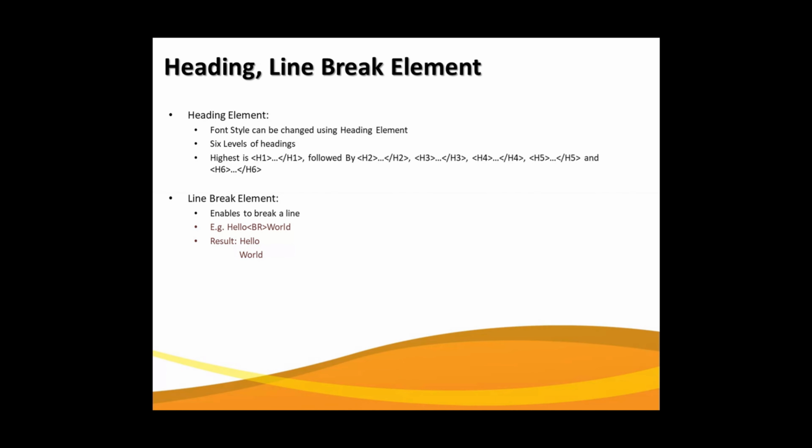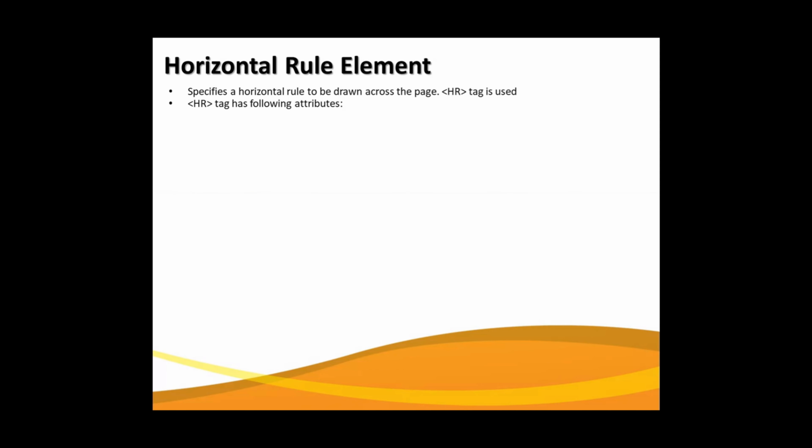The BR tag is an empty element used to give a line break, which we discussed in the last video in the empty element section. If you want to add a horizontal line to your web page, then use the HR tag. It is also an empty element. It has some attributes like the following. To set the thickness of the horizontal rule, use the size attribute. Its value is in pixels.